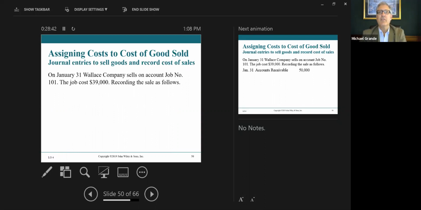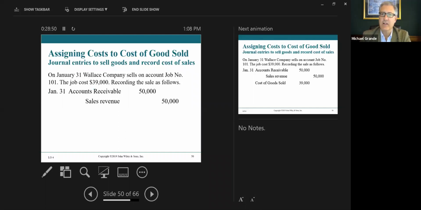On January 31st, Wallace sells on account job number 101. The job cost $39,000. Recording the sale, as follows. Well, they didn't tell you what the sales price was, but they are now. Obviously, $50 per unit, 1,000 units, $50,000.